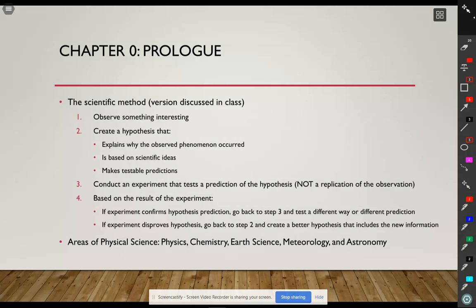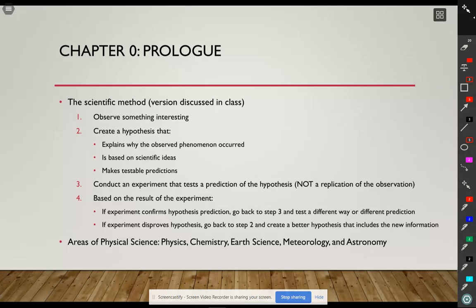So the first step is observing something interesting. It's often overlooked, but it's an important step in the scientific process. If you're not thinking about things and observing and curious, then you're not going to follow the method. Then you create a hypothesis that has these 3 things. You can't just create a hypothesis. Your hypothesis needs to explain why the observation occurred. Why did it happen?